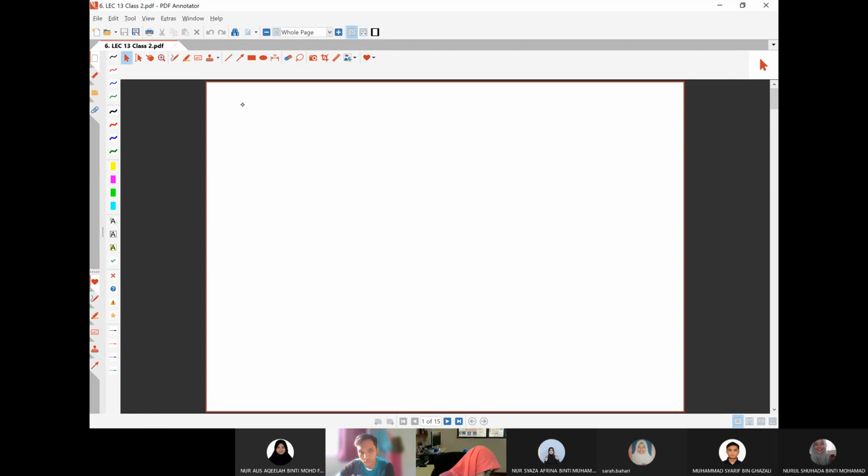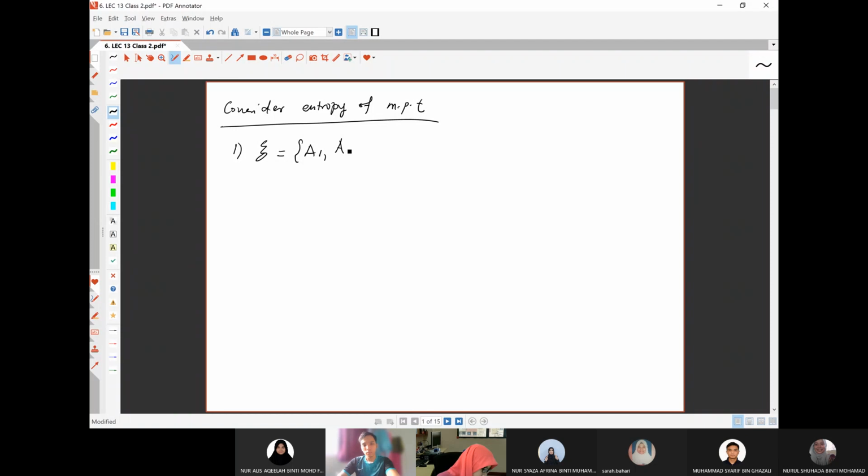So if we consider the entropy of measure preserving transformation, actually there are three formulas, right, to find the entropy. So again, we consider that psi is finite and the entropy of psi is given by this formula: minus the sum of mu(A_i) log mu(A_i).